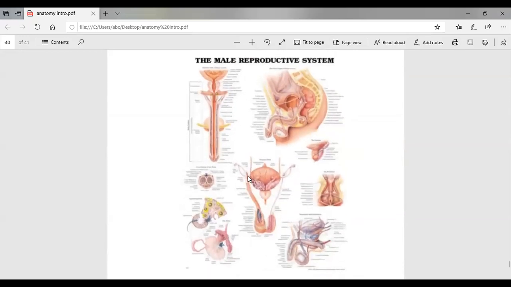So the male reproductive organs are completely different from the female. What is the function of male reproductive organs? The penis, as you can see, it is a pipe-like structure. What is it made up of? It is made up of smooth muscles, right?